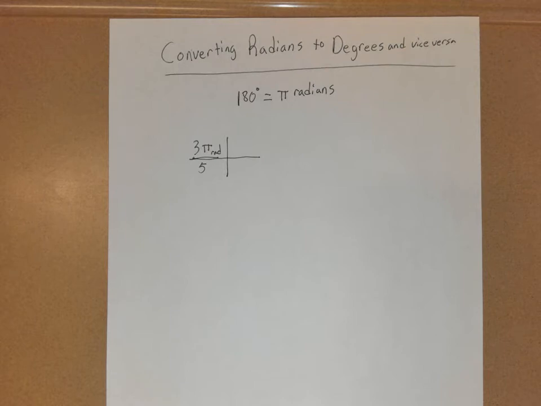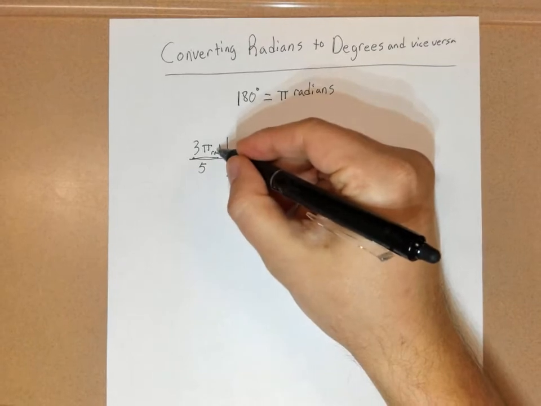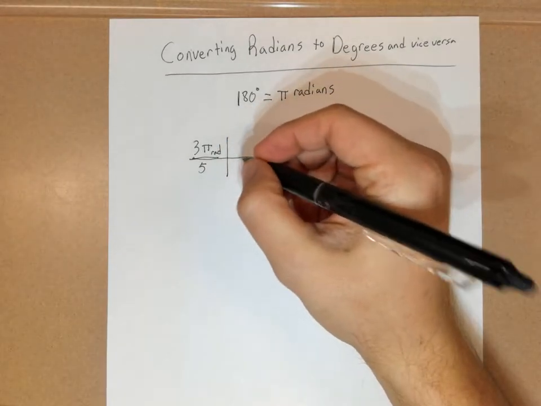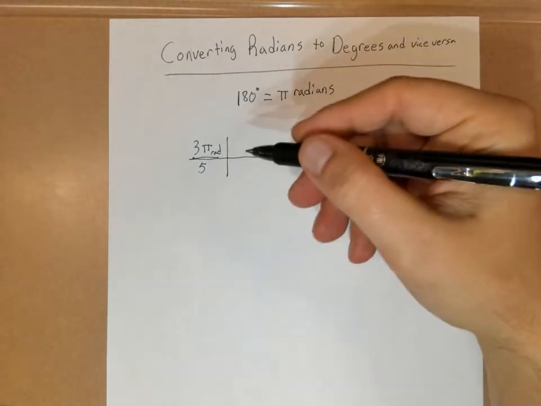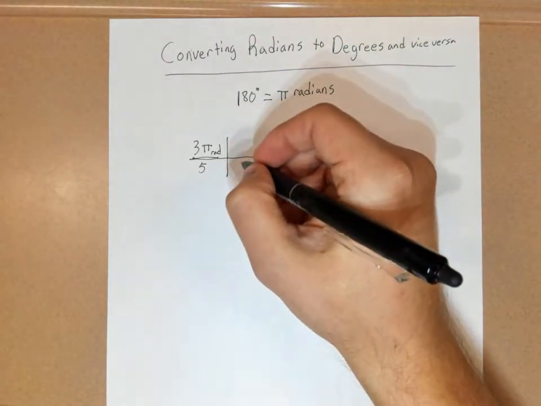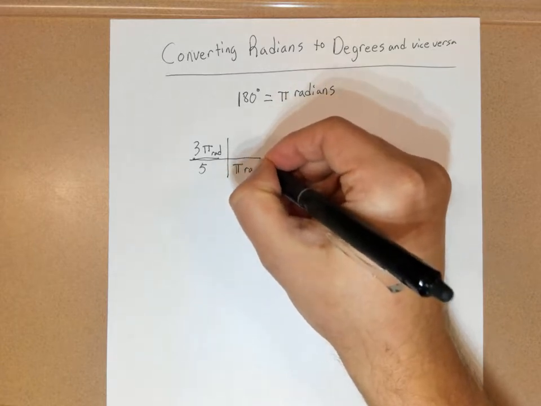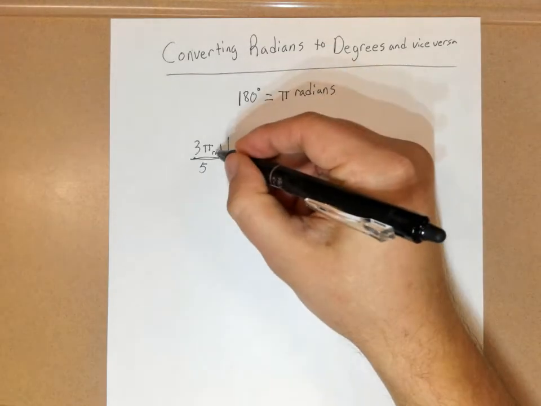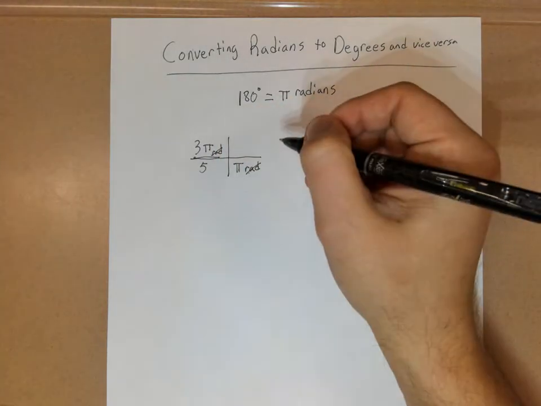The first thing I need to do is get rid of my unit of radians, and this is using dimensional analysis, so if you've been in a chemistry class, in order to get rid of this unit, just like in math, whenever you have the same thing on the top and on the bottom of a fraction, it'll cancel out and go away. So I'm going to do the same thing here, where I want to get rid of my unit of radians. If I put this pi radians in the bottom, I can cancel it out.